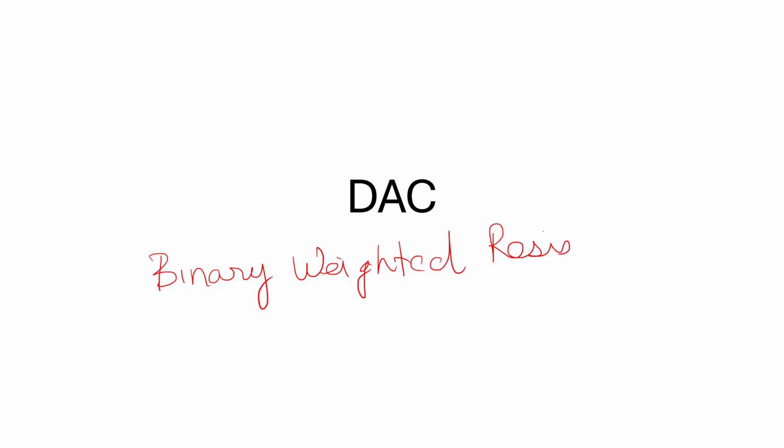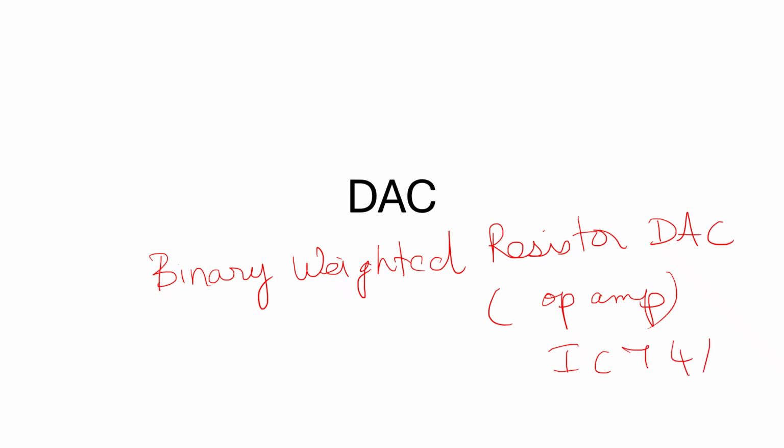In today's video, we are going to discuss one type of digital to analog converter using op-amp. The basics of digital to analog converter we have discussed in our previous video. Today we are going to discuss this specific type of DAC, the binary weighted resistor DAC using IC741. So there are several methods and circuits for producing DAC.